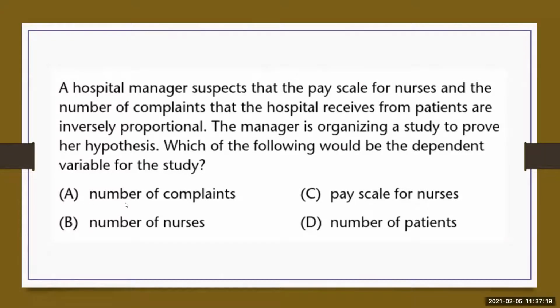A, the dependent variable. The reason is that the thing you're measuring is the number of complaints, but the thing that you can manipulate, quote unquote, is the pay scale. So as you increase the pay, you would then measure the number of complaints, or as you decrease the pay, you would then measure the number of complaints. So remember, the independent variable is the one you can manipulate. The one you measure is the number of complaints.